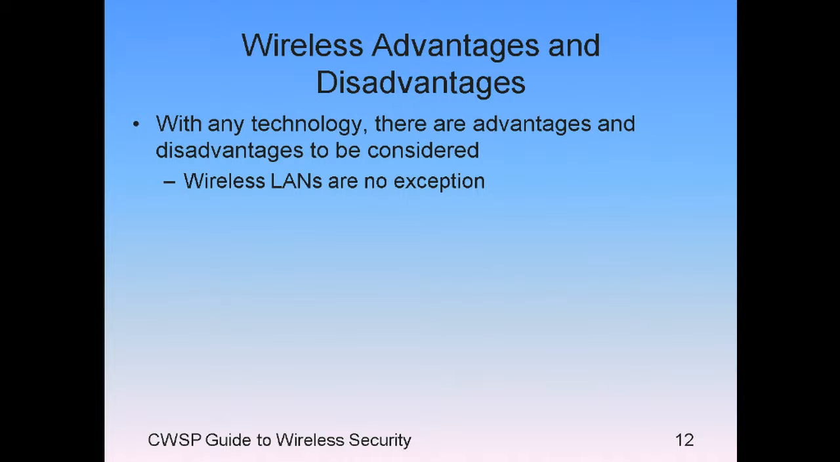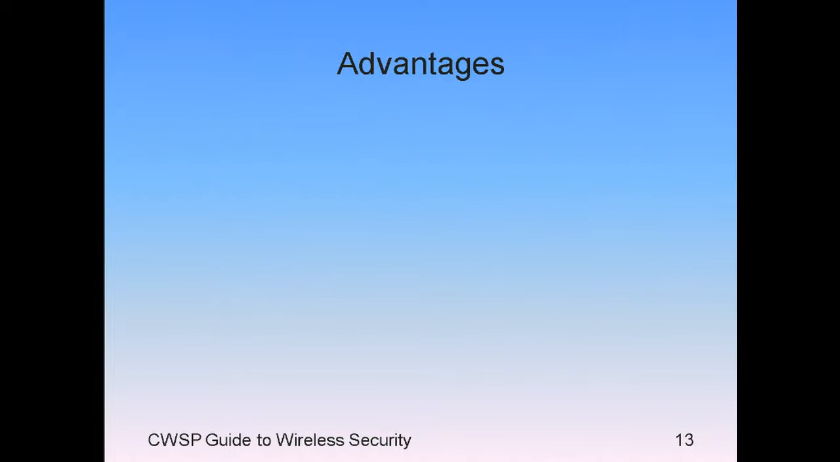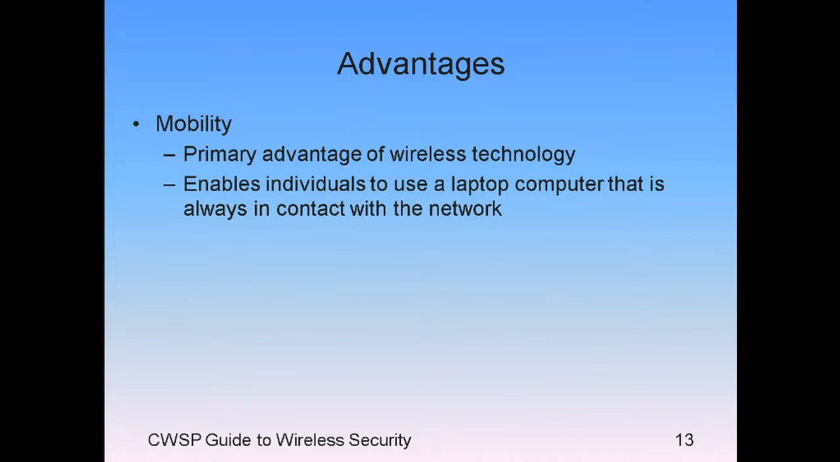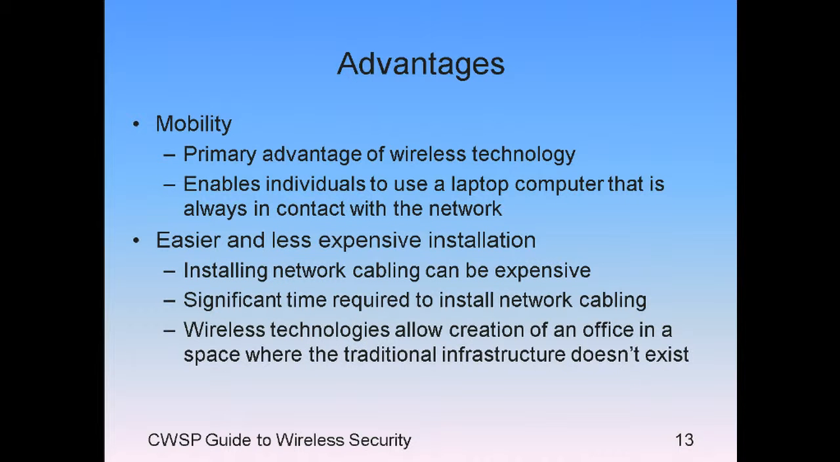There are advantages and disadvantages, and wireless LANs are no exception. We've kind of alluded to some of them up to this point. The advantages: mobility, obviously. You can connect to any place within range of the wireless network. If you're on cellular, just about anywhere. You can connect wirelessly and have mobility. Individuals who use a laptop are always in contact with the network. Lunchtime break rooms can have wireless access points so that employees can use their wireless devices during the lunch period to do whatever they want to do: play games, check email, browse the internet, whatever is required.